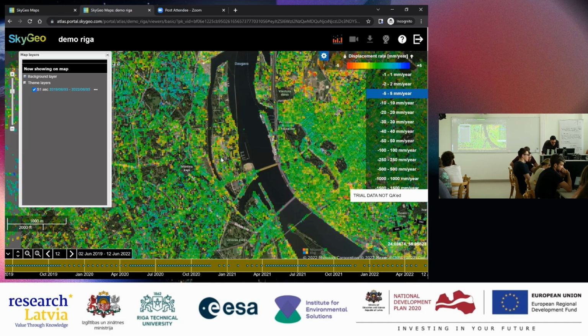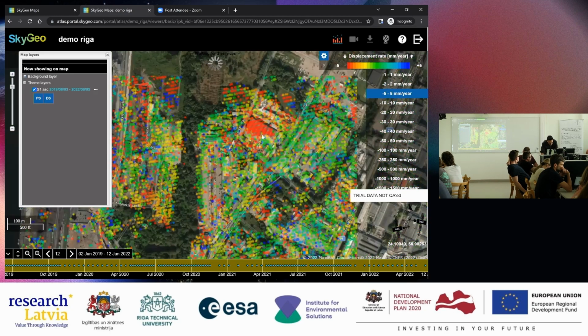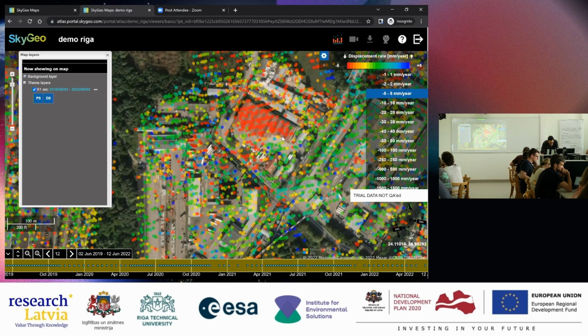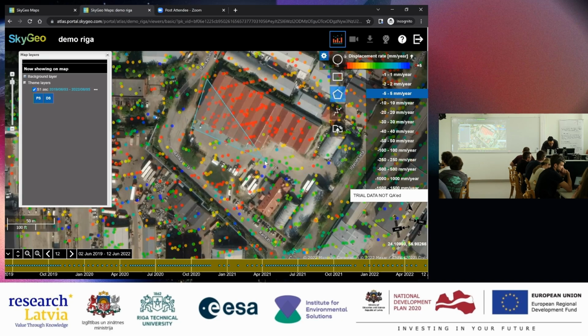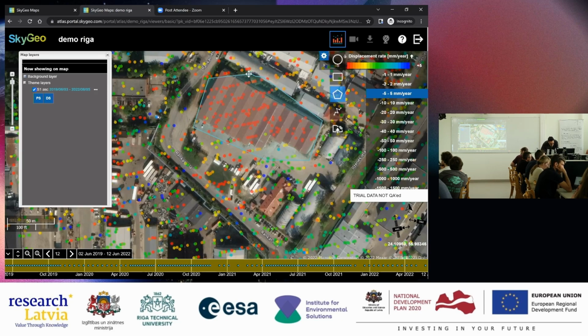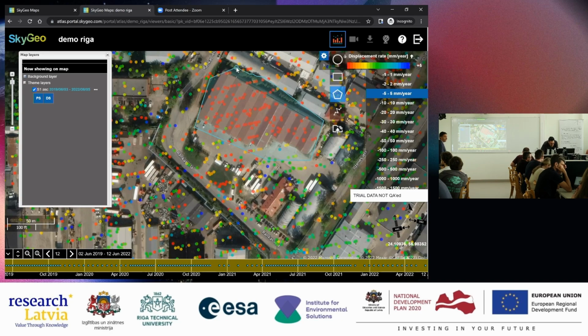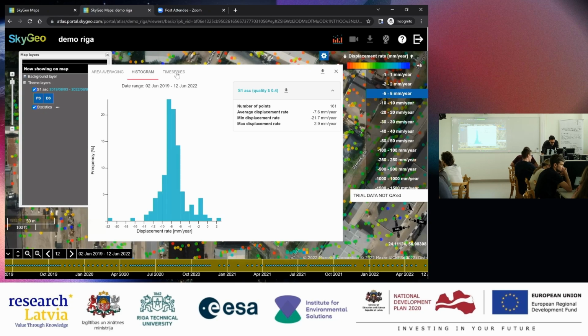I guess you've all looked at the red areas, right? So here maybe a building shows something peculiar. What you can do here is select those points on the building, if you are interested in analyzing this further. So I now have 161 points, and this is how this building moves. We have the histogram, we have the time series.